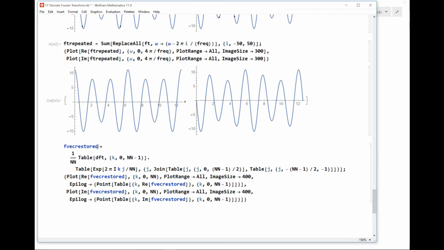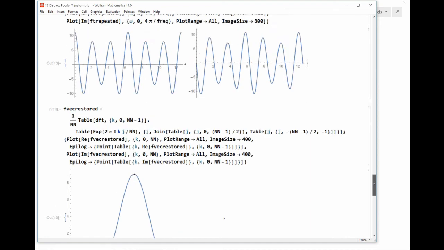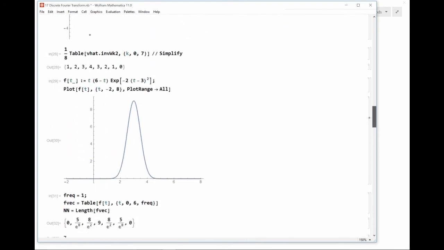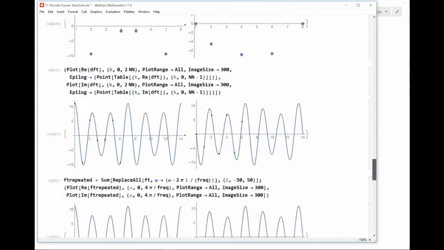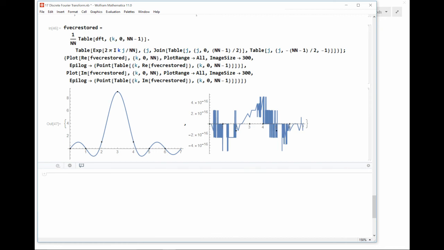If I try to restore my signal, the function is nothing like the function I started with. It has the oscillations that were not supposed to be there. Those oscillations are exactly the aliasing effect that I mentioned before. The other graph I have on the right is the graph of the complex component of my restored signal, and as you can see, it hovers about 10 to the negative 16, so it's practically zero.